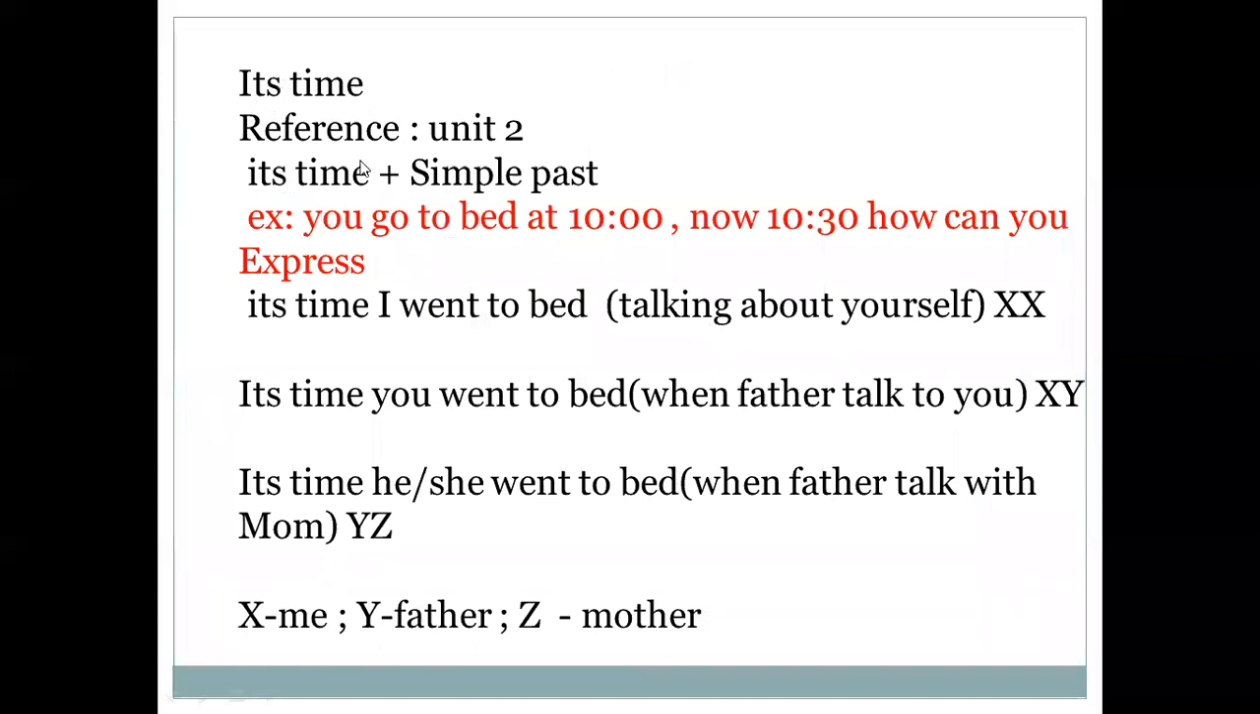Each time. So each time is nothing but each time plus simple past. For example, if you go to bed at 10 o'clock, now it is 10:30, how can you express it? Each time I went to bed. So you are talking about yourself. And each time you went to bed, this sentence will come when your father or your mother talks about you. And each time he or she went to bed, when the father talks about another person, so it is not including you. Okay.